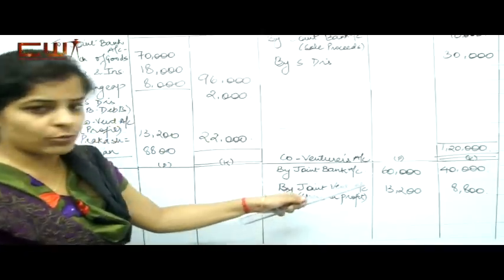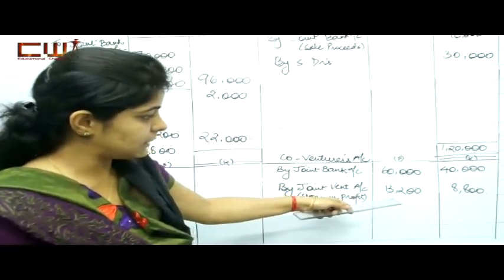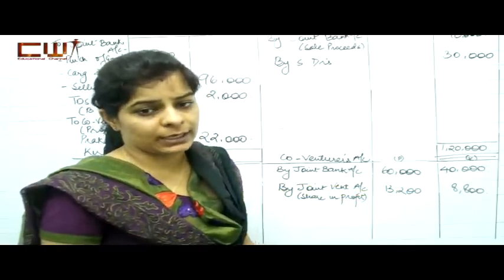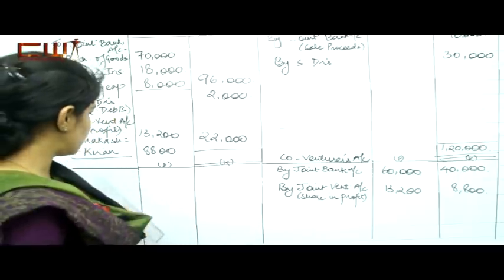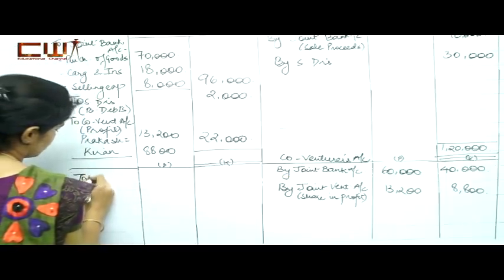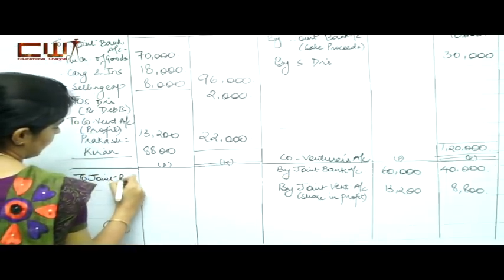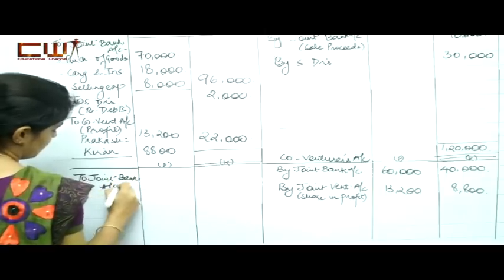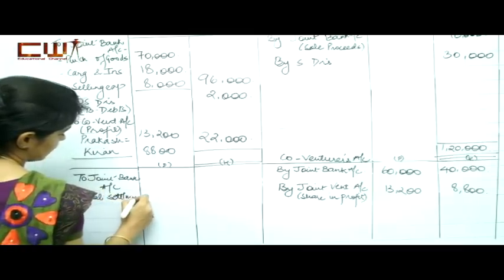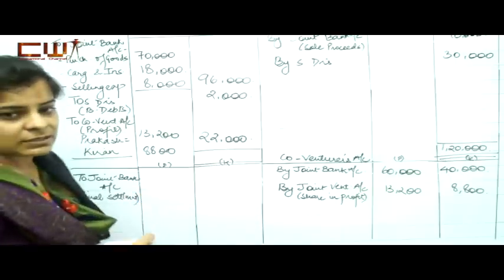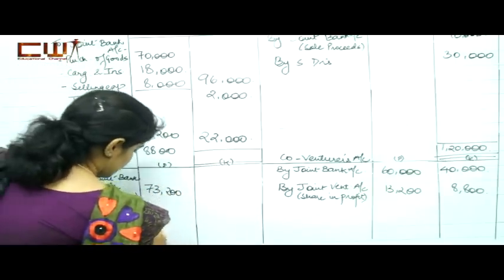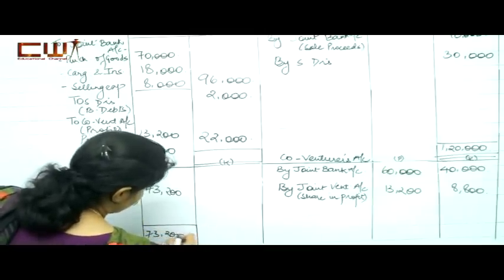Next, whatever you have, like you have 60,000 plus 13,200, that will give you 73,200. 40,000 and 8,800, that will give you 48,800. This will be transferred. This will be the closing figure here. Every time remember, whatever is the balance, you write here to joint bank account final settlement. Always mention final settlement. So what is the balance? 73,200. This again is complete, 73,200.